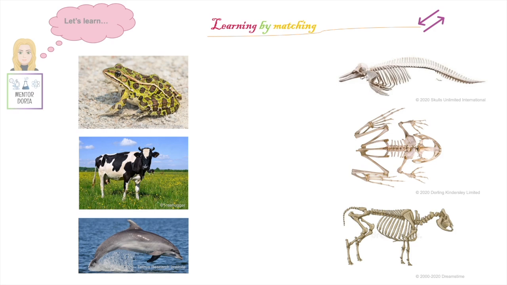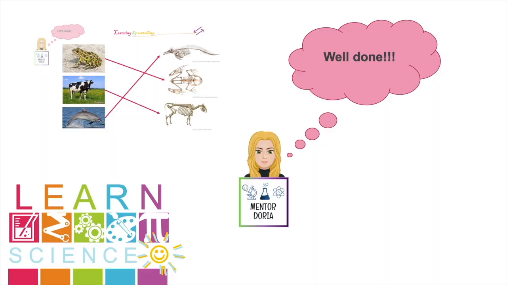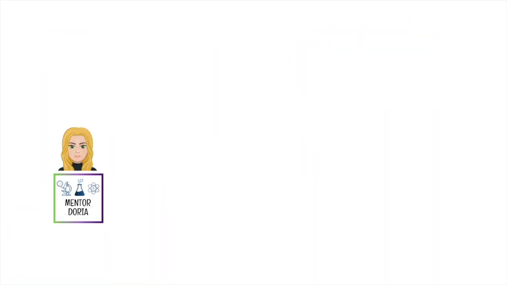What I would like you to do is try and match the skeleton with the correct animal. Feel free to pause the video and have a go, but I'll give you a moment to try it. 3, 2, 1. This is the skeleton of the frog. This is the skeleton of the cow. And this is the skeleton of the dolphin. Well done, guys. Now, let's practice.